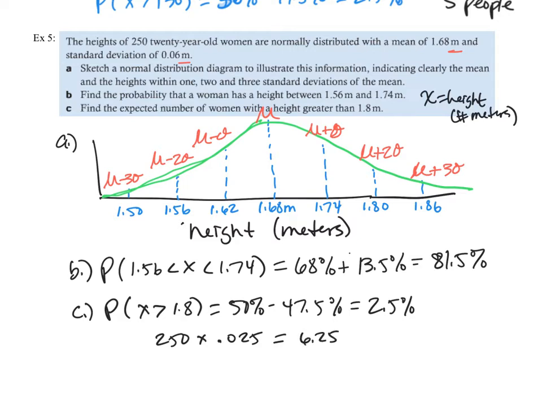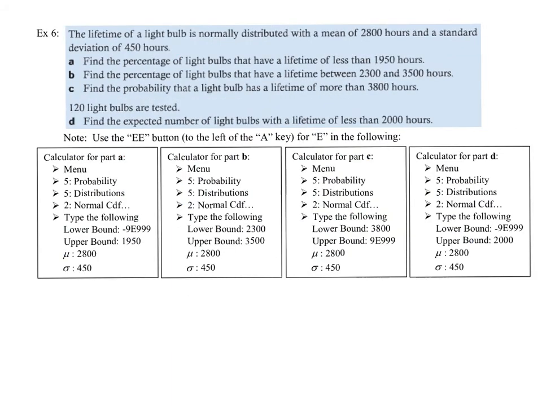Well, we're not going to have a fourth of a woman, so let's just go ahead and round down and say that there would be 6 women. It's expected that there would be 6 women out of 250 who have a height greater than 1.8 meters.